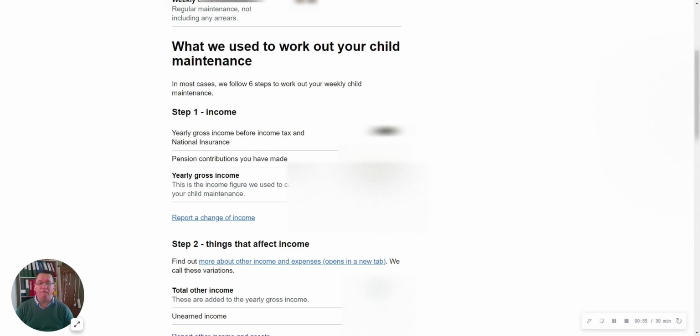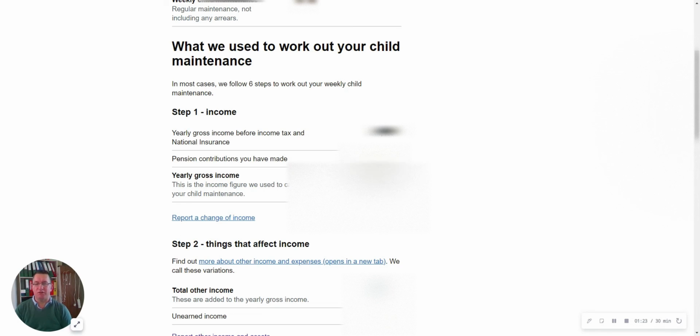A lot of you are finding that section is zero. And the reason for that is because you pay into a pension and you're expecting to see a figure there. Well, let me explain why it's zero. The reason it's zero is because your pension is probably a workplace pension, and your pension is being paid for by deductions from your salary.